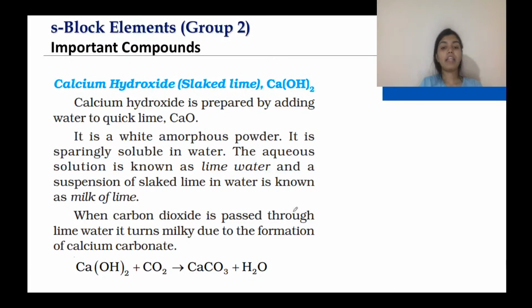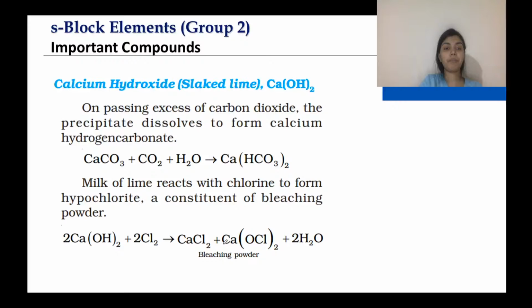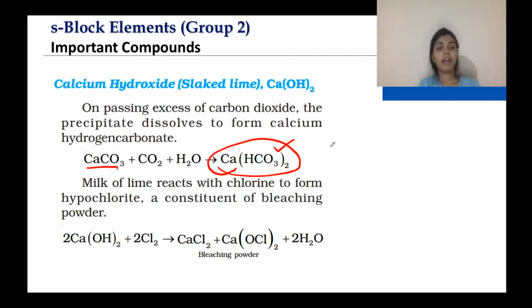Now, when carbon dioxide is passed through lime water, calcium hydroxide plus CO2 will give you calcium carbonate, which is responsible for turning lime water milky. Now, when you pass excess carbon dioxide through calcium carbonate, it will produce soluble calcium hydrogen carbonate. That means the white turbidity or milkiness that was being produced is removed, because calcium hydrogen carbonate is soluble, while calcium carbonate was forming a turbid solution.